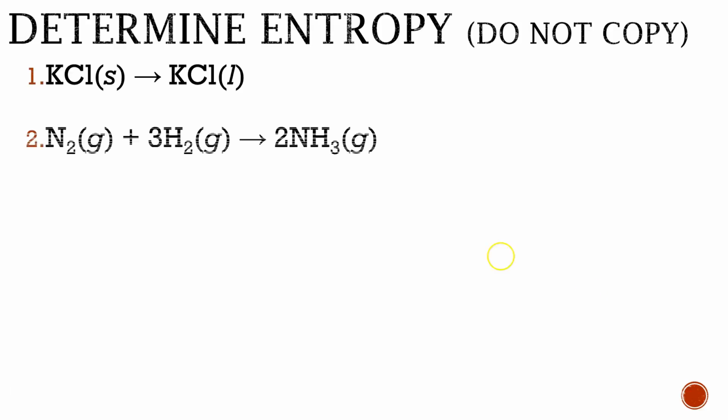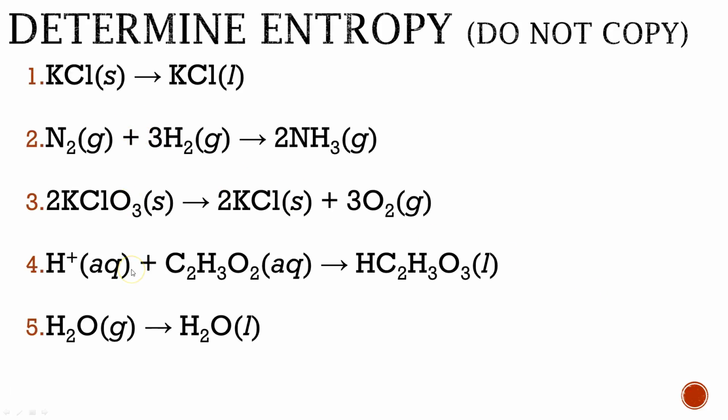So don't copy this here. I just want to show some examples of how you can determine if entropy increased or decreased. So here's 5 examples. I'd suggest pausing it and trying to see how well you can do on your own. First one, potassium chloride, that's going to go from a solid to a liquid. That one is going to be an increase in entropy because you're going from solid to liquid.